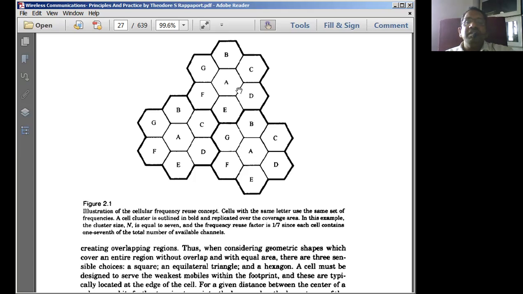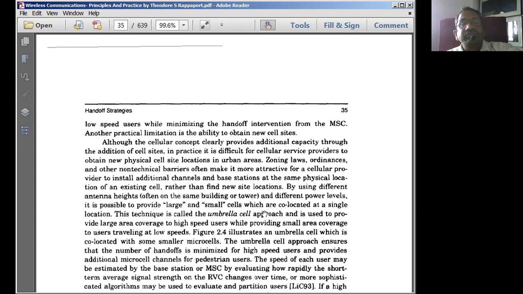This A and this A are known as neighboring cells. This B and this B are known as neighboring cells. These cells will not get interfered. So this is what we have seen in the last class.